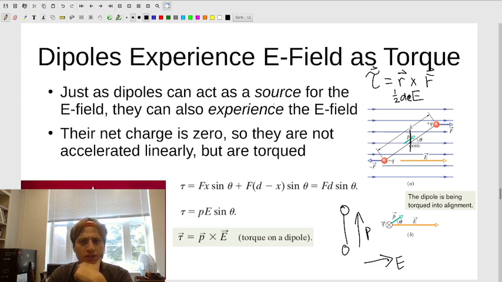So what is this torque doing? Essentially, it's trying to get my dipole to line up with the electric field. It wants the dipole to be pointing in the same direction. So there's your minus, there's your plus, and when it's aligned, the torque becomes 0.